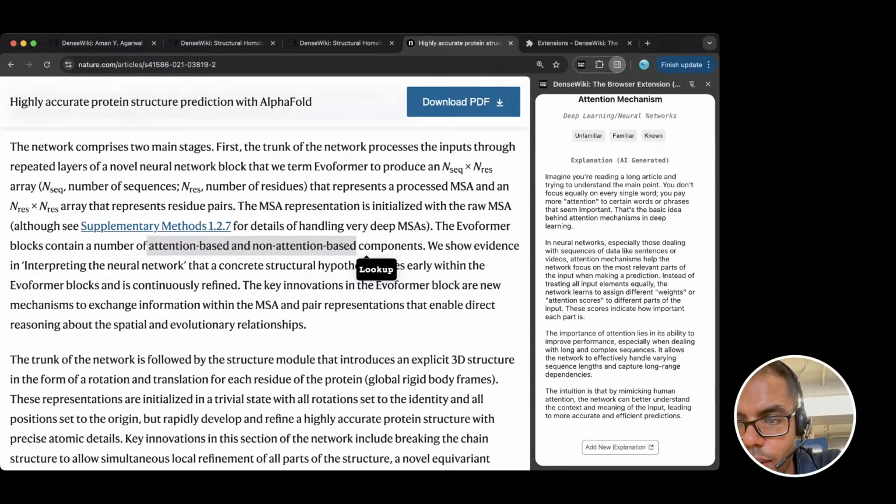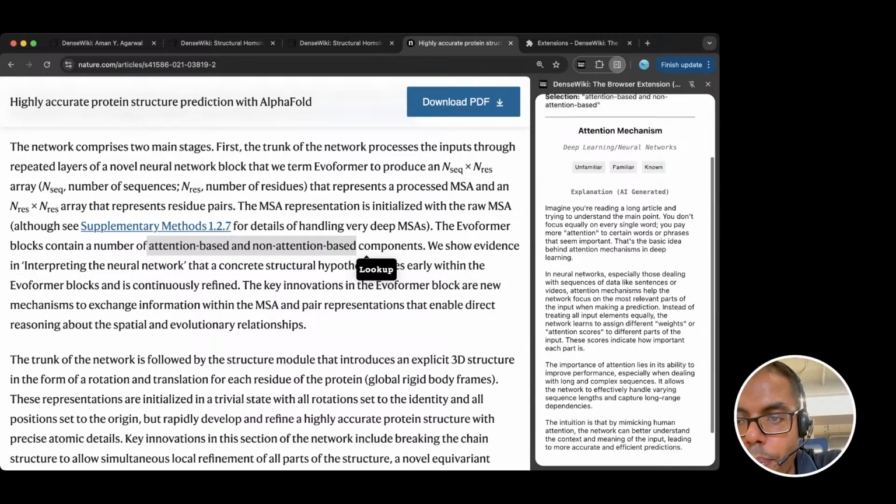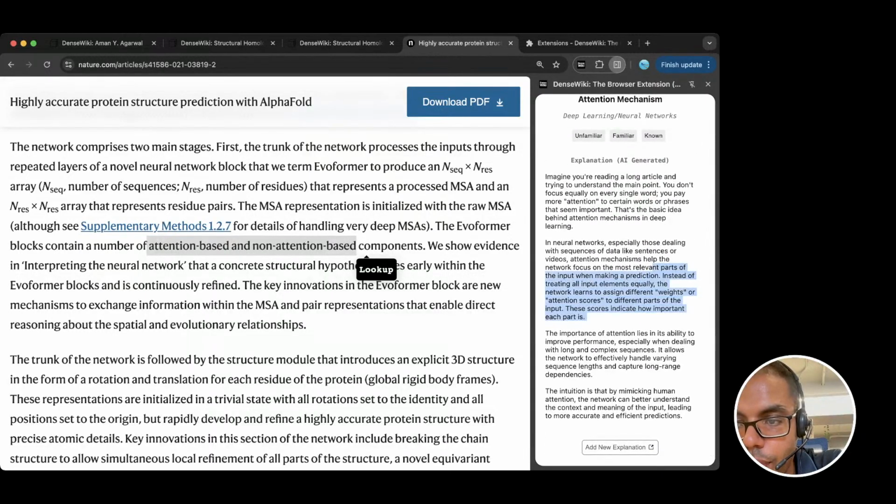Yeah, okay, I'll have to learn about attention later. But this is the main point, right? Instead of treating all input elements equally, the network learns to assign different weights or attention scores to different parts of the input.